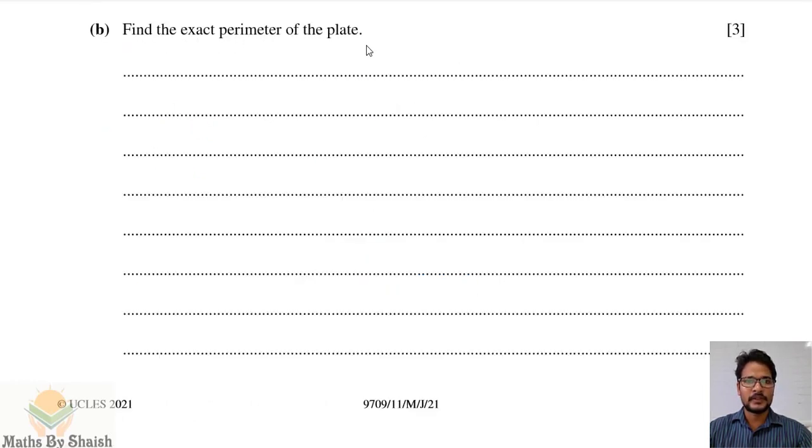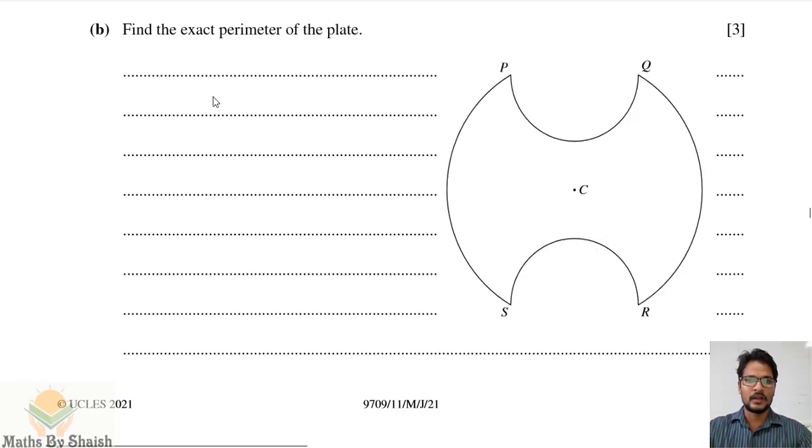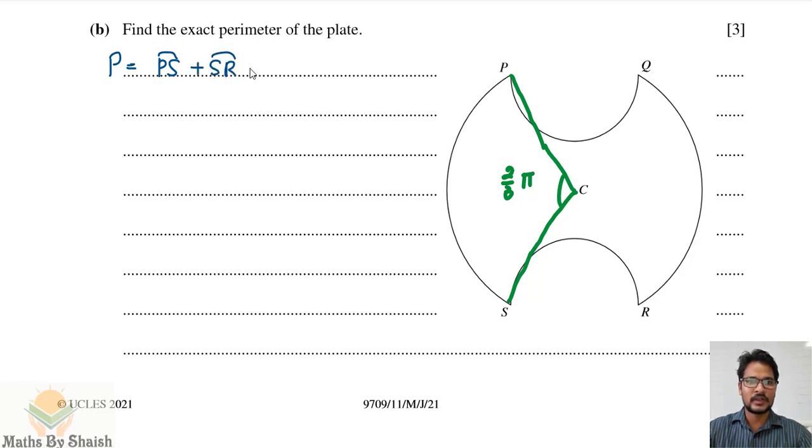Here's the B part. Find the exact perimeter of the plate. So let me bring the diagram here. From here we can see we require the perimeter. Perimeter means these two arcs and these two semicircles. From the previous part we have seen that this angle is 2 by 3 pi. It's symmetric, so arc PS is going to be the same as arc QR. So the perimeter P would be the same as arc PS plus SR, this is also an arc, then RQ, this is also an arc, and then the last one QP.